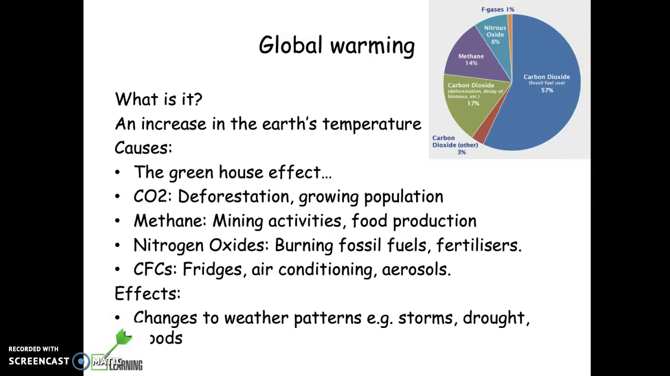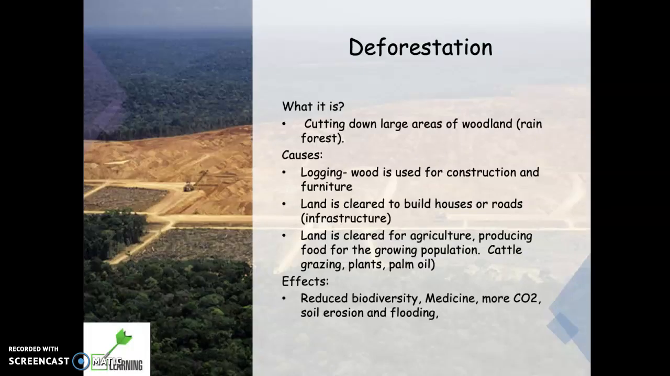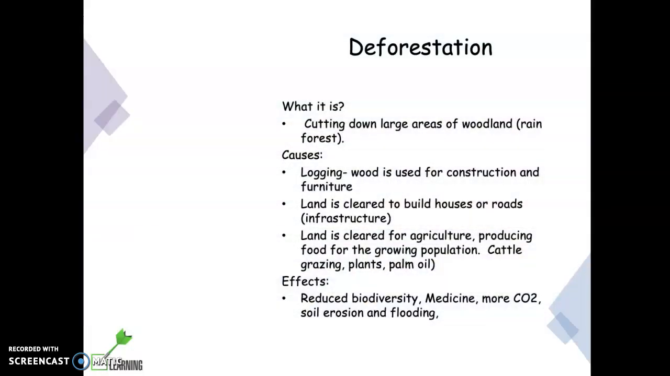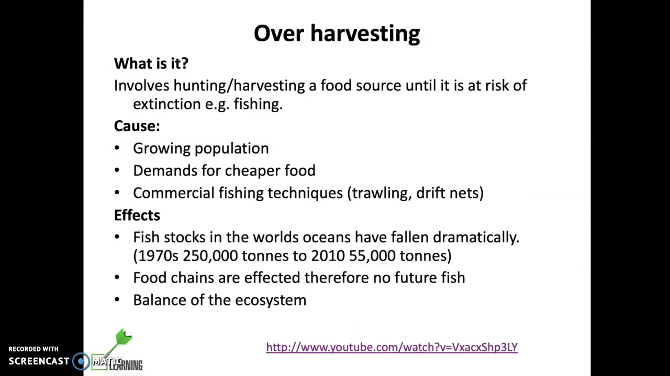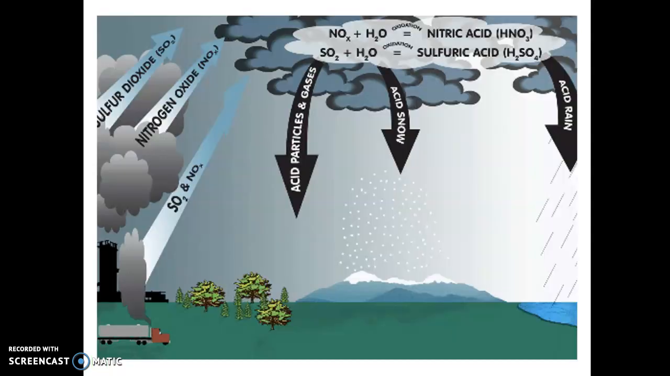Over the next few slides, you will see all the different ways that humans can impact the environment in a negative way. So you need to take notes on global warming. You then need to take notes on deforestation. You then need to take notes on overharvesting. You also need to, on this slide, click the link at the bottom and have a quick watch of the YouTube video once you've written your notes.